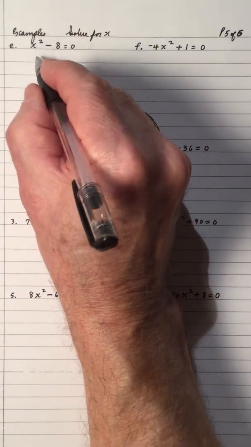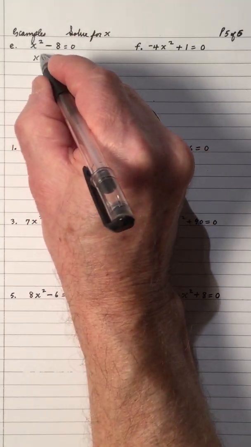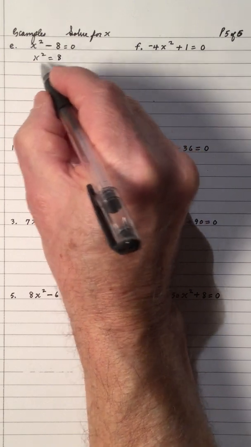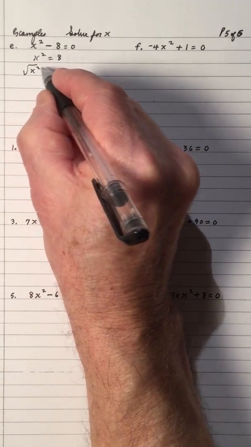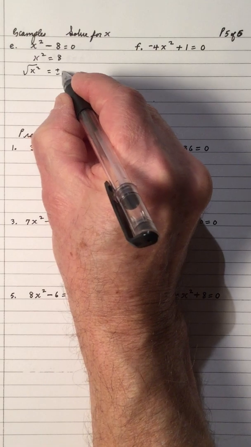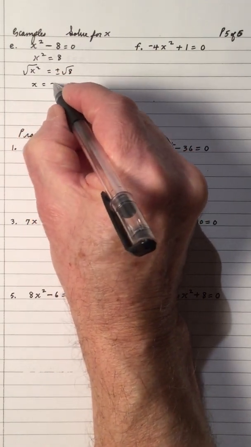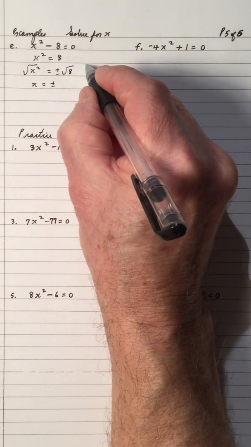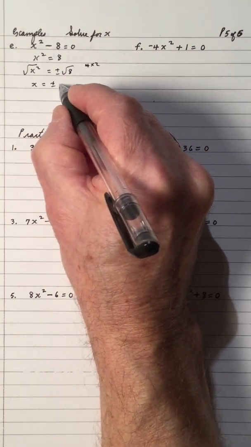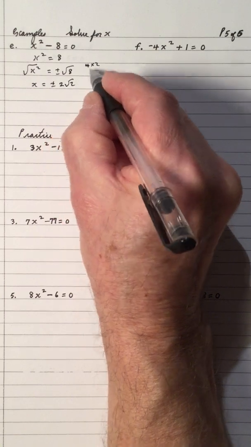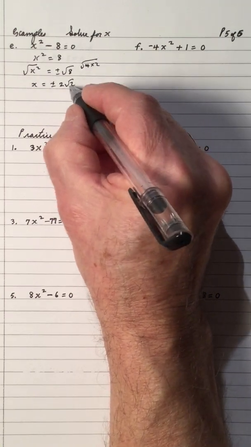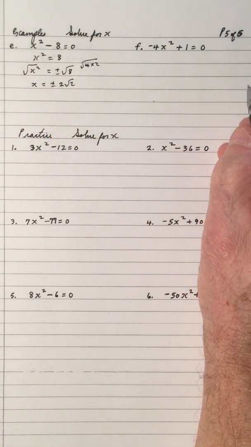I have another example. X squared minus 8 equals 0. X squared equals 8. The square root of x squared equals plus minus the square root of 8. The square root of x squared is x, plus minus, and the root of 8 is 4 times 2, so that's plus minus 2 root 2. Square root of 4 is 2, with the 2 left in.